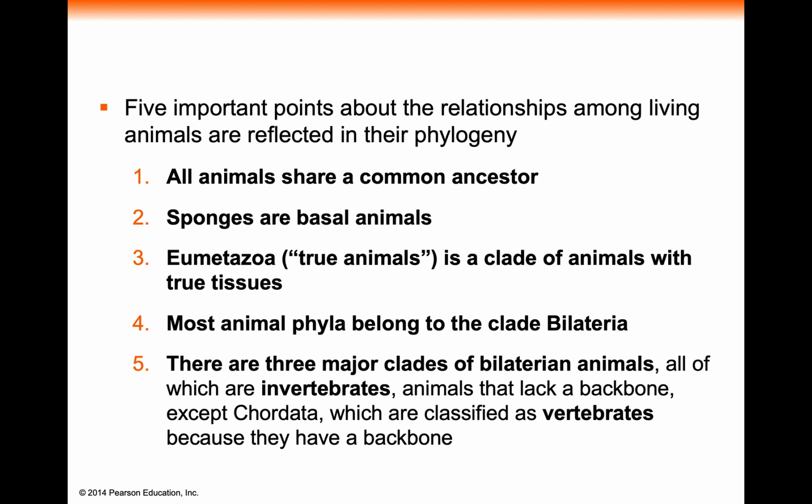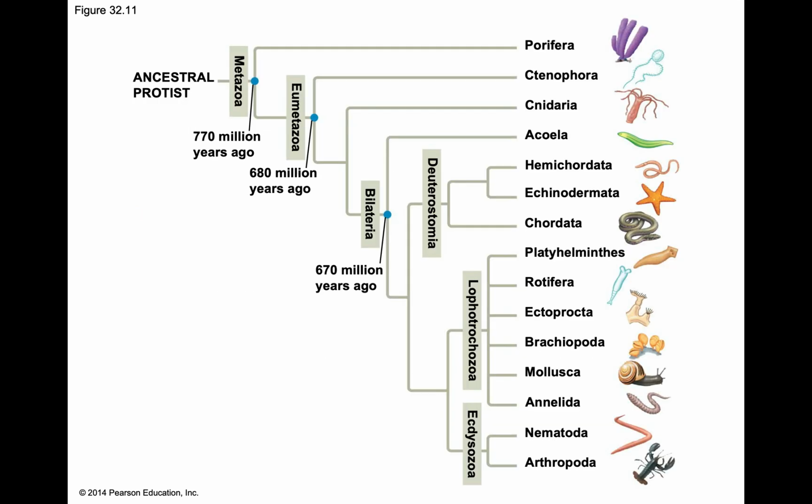There are 3 major clades of bilateral animals, all of which are invertebrates, the animals that lack a backbone, except for Chordata. Chordata are your vertebrates, and that's because they have a backbone. So you have a metazoan, that basically means to be an animal. Sponges, basically everything fits into that, but sponges, that's as much animal as they can get. Eumetazoa are your true animals, and we're going to have multiple tissue layers.